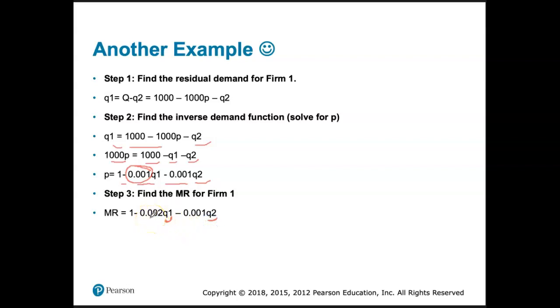So it's going to be MR equals 1 minus 0.002 Q1 minus 0.001 Q2. How did we get this 0.002? We just took this and multiplied it by 2. Okay, so essentially that is step 3.